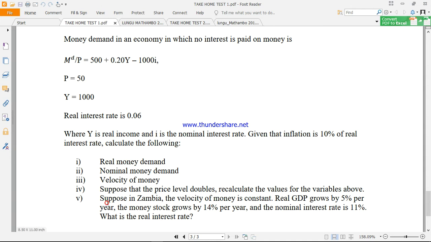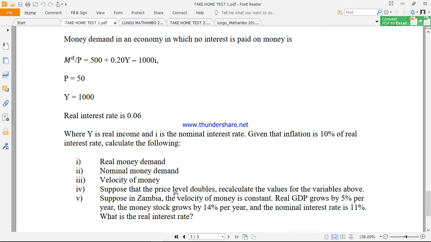So this whole question is coming from Fisher. If you understand the Fisher equation and the Fisher effects, then you are very much covered. So suppose in Zambia the velocity of money is constant, real GDP grows at 5% per year, the money stock grows at 14% per year, and the nominal rate of interest is 11%. What is the real interest rate?